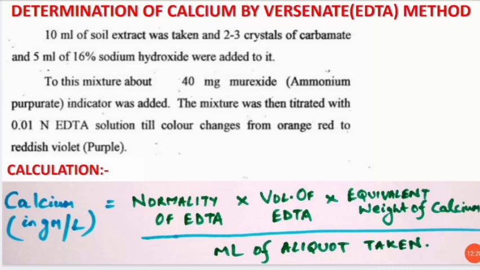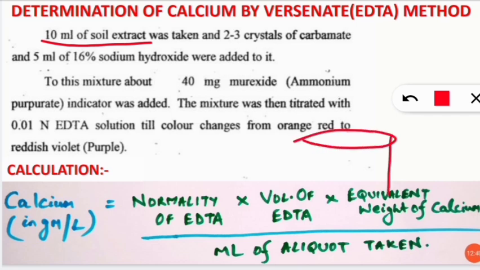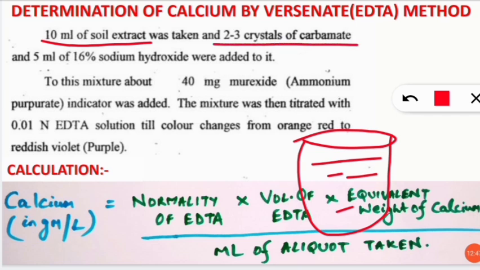Next analysis we will do is the determination of calcium. So we'll know how much calcium is present in that soil. For that we'll take 10 ml of soil extract, that is the upper portion of that beaker after settling, as you would have seen in the previous slide. We'll take 10 ml of that soil extract and 2 to 3 crystals of carbamate, and add 5 ml of 16% sodium hydroxide, that is NaOH. About 40 milligram of murexide will be added to this mixture.